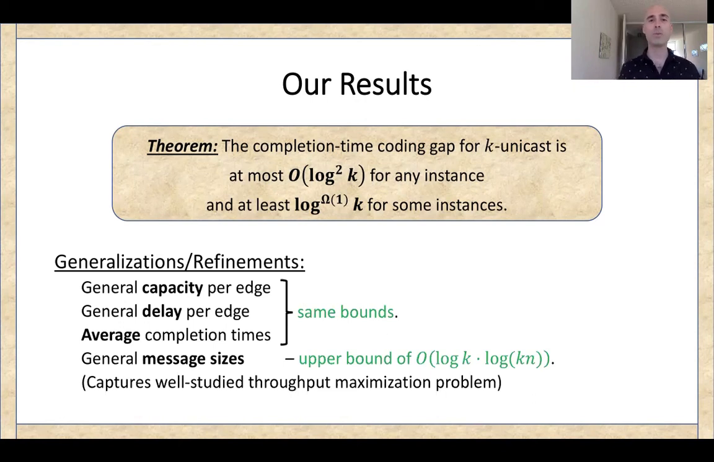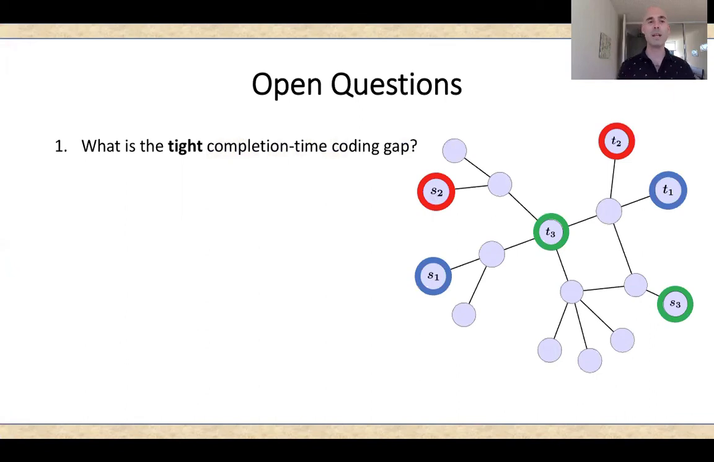Well, the most obvious one, just looking at the theorem from the previous slide, is figuring out the right completion time coding gap. We know it's some polylog, but what polylog? Next, since we showed that network coding can speed up the time to solve multiple unicasts by a super constant factor, and since we know how to compute the optimal routing protocols, the natural question is, can we compute the optimal coding protocols?